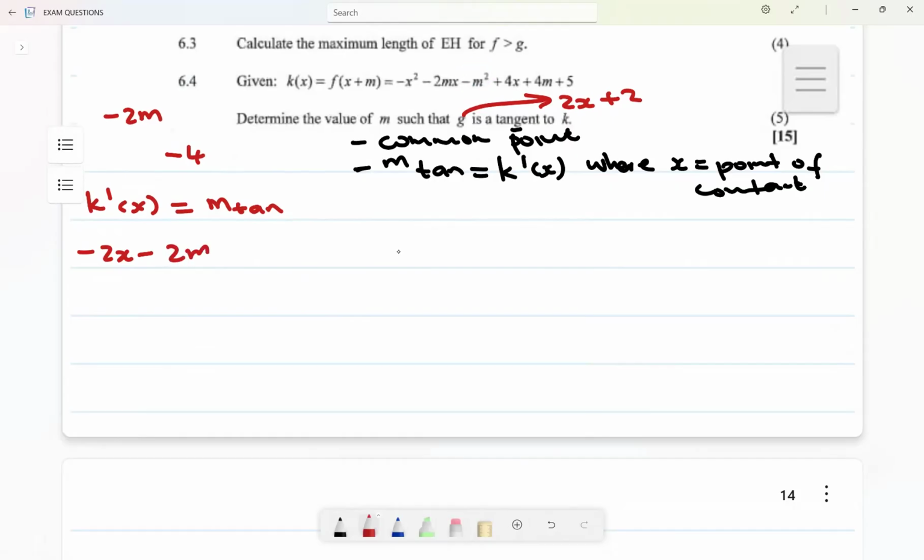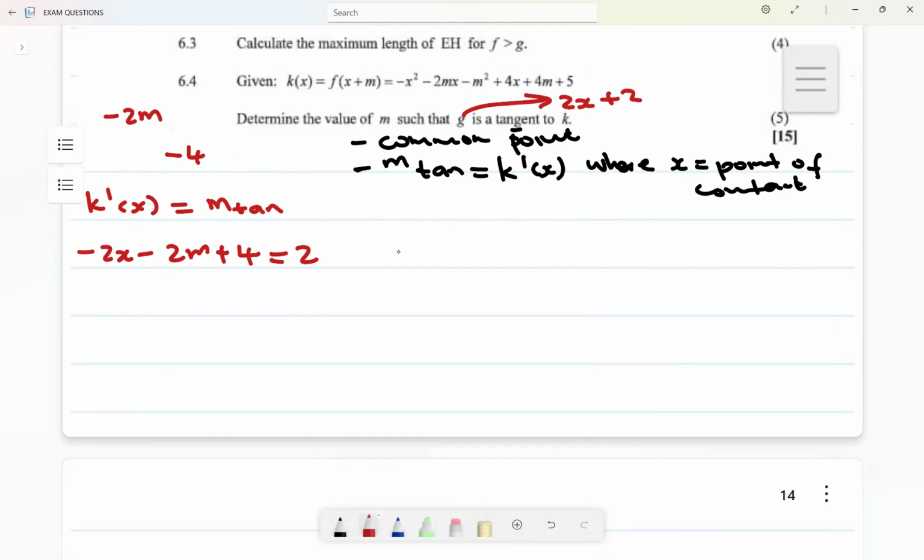m squared is just a constant. Again, we are not deriving with respect to m, we are deriving with respect to x. So m is just a constant, and plus 4x will just be 4. 4m is just a constant, 5 is just a constant. It is equal to, rather, the gradient of the tangent, which is 2.